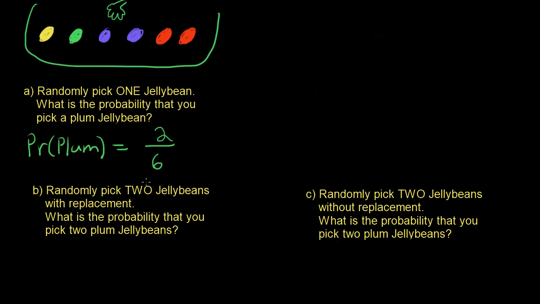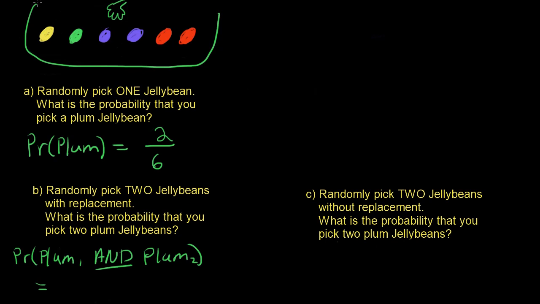So suppose now I'm going to go and pick 2 jelly beans, and I'm going to use replacement. What's the probability I pick 2 plum jelly beans? So let's write this down. This is getting a plum on the first pick and a plum on the second pick. All right. So let's start with the first pick. What's my probability of getting a plum on the first pick? Well, we just calculated that.